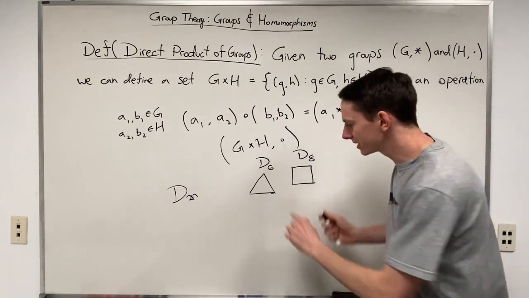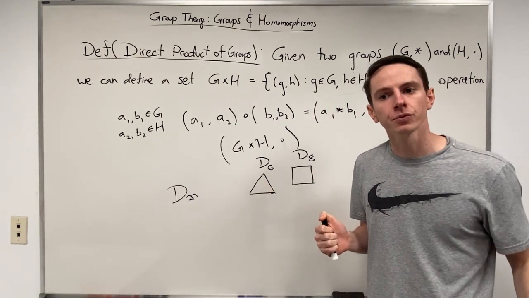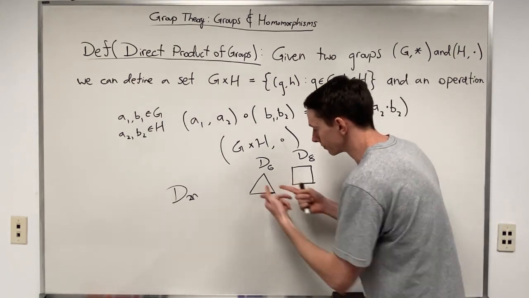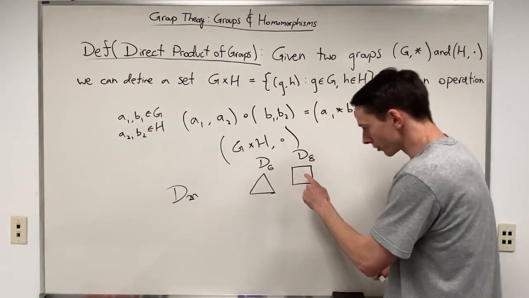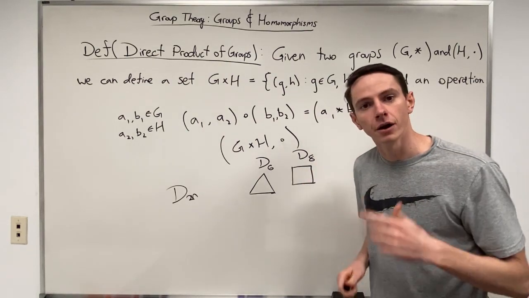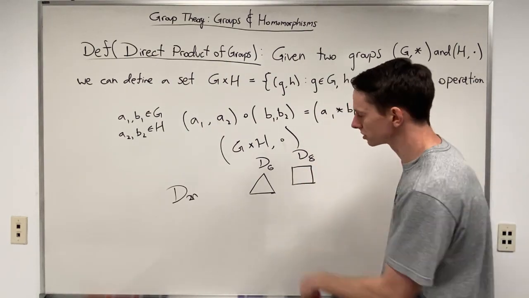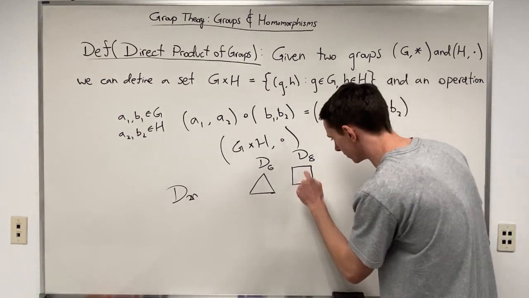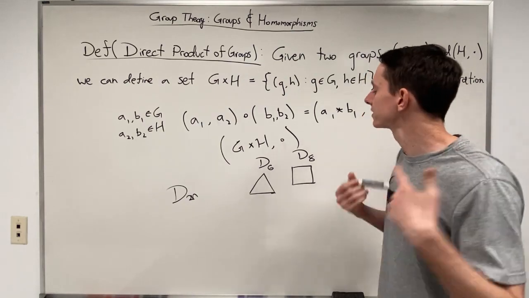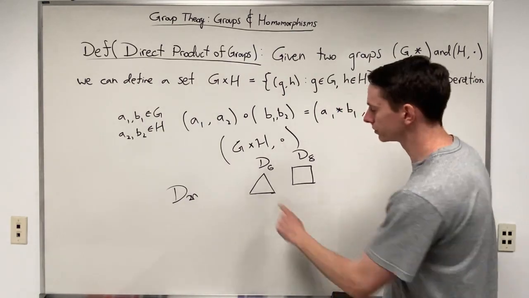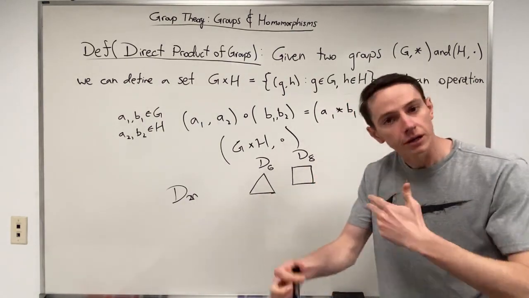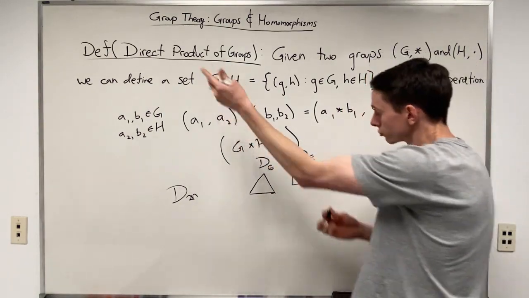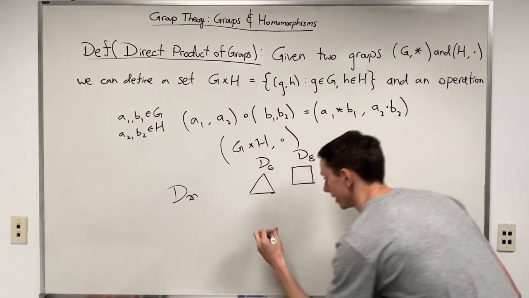So the idea is that because these are independent objects, the group of symmetries is going to be the group of all the symmetries of this one paired up with all the symmetries of this one. In other words, all possible ordered pairs, as long as the first element of the ordered pair comes from here and the second element of the ordered pair comes from here. So we would say that the symmetries of the group of the triangle and the square in combination would simply be this resulting direct product, D6 cross D8.